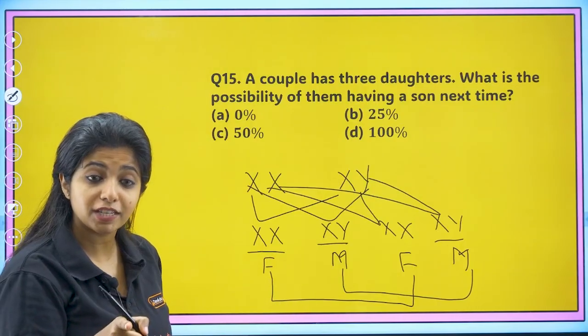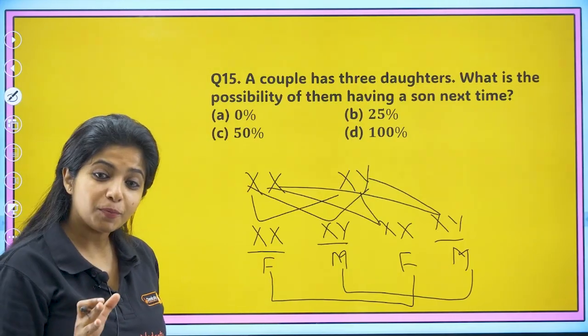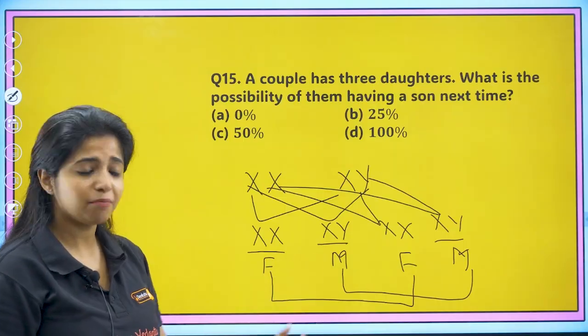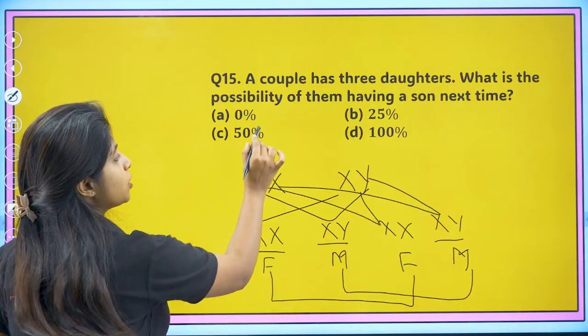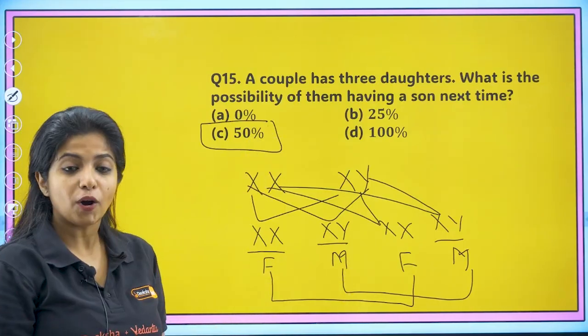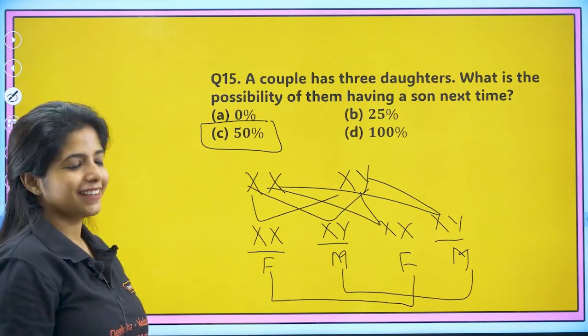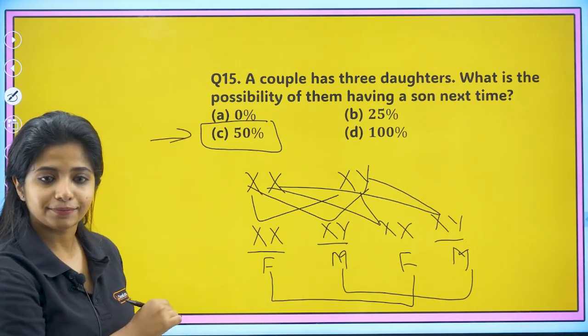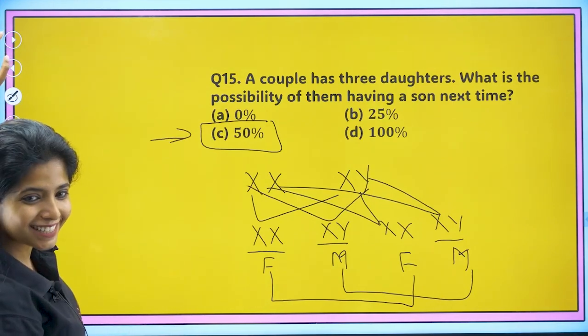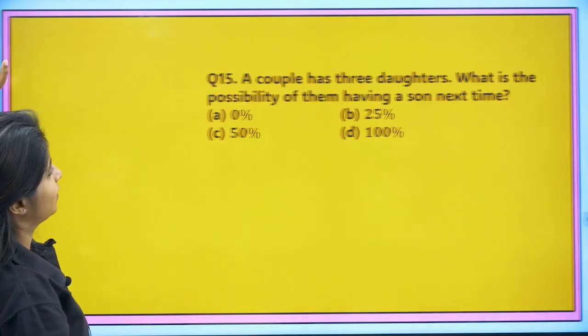Can you guess what will be the next child? No. What is the possibility of them having a son next time? 50%. What is the possibility of them having a female daughter next time? 50%. So your answer would be C. Cool? Works? Thumbs up? Yeah? Okay.